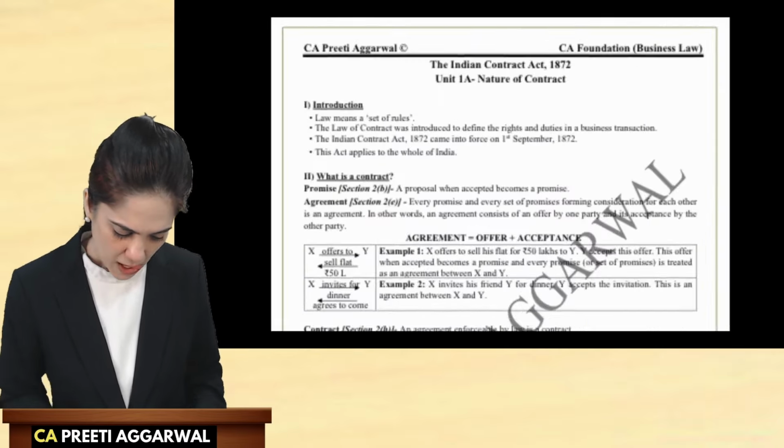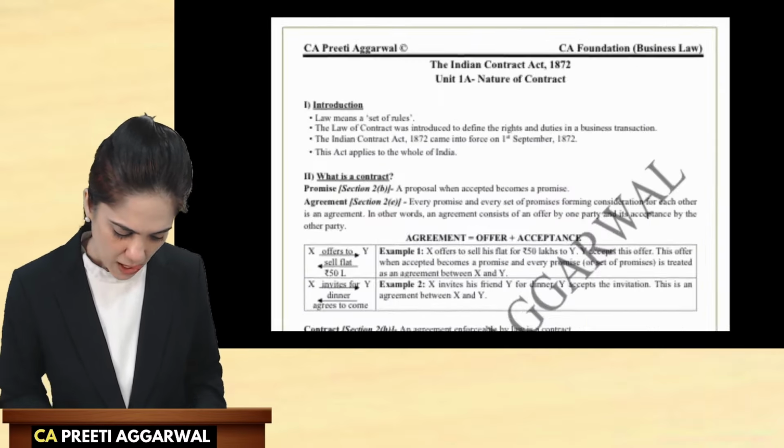The act applies to the whole of India. It also applies to Jammu and Kashmir. We discussed that in detail. What is a contract? A proposal, when accepted, first becomes a promise. Every promise, even if there is a single promise, is an agreement. And every set of promises forming consideration for each other is an agreement. What is the simple equation? Agreement is nothing but offer plus acceptance: offer by one party, acceptance by the other party.